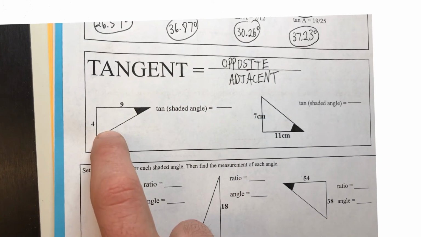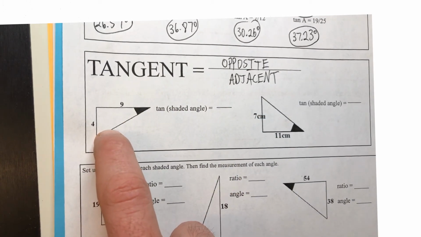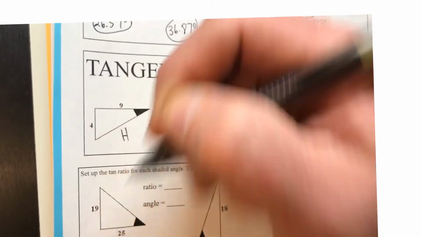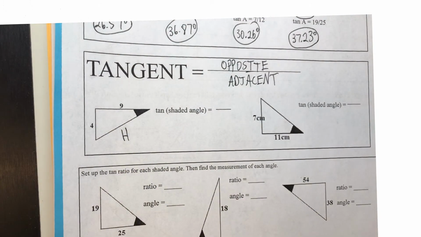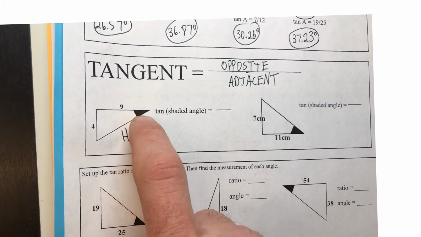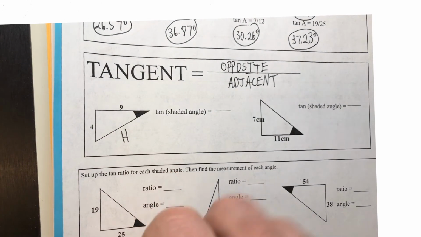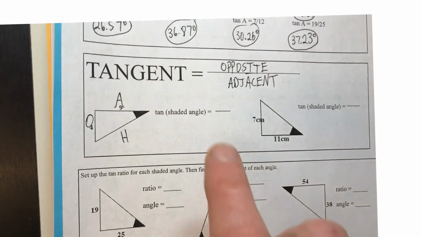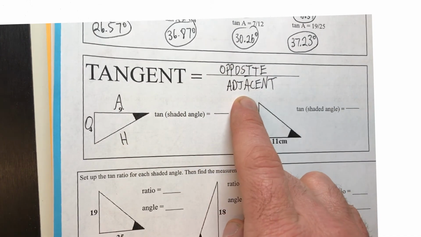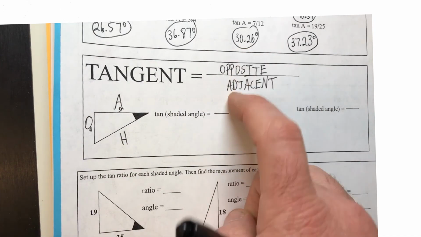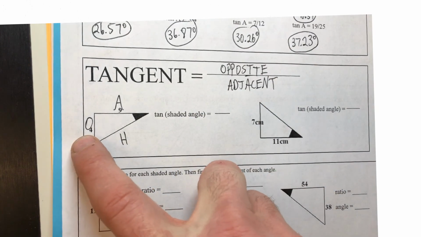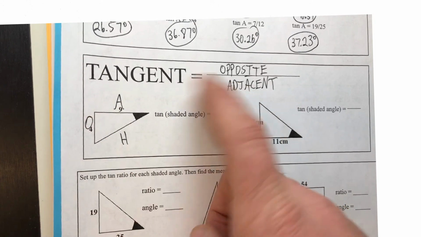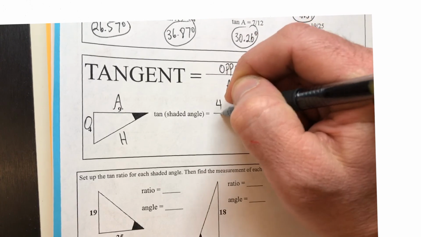Okay? So on this first triangle, let's go ahead and label it as H, A, and O. Which side is the hypotenuse? Yep, the one that doesn't have a number on it. Now from the shaded angle, which one is the adjacent? 9. Which one is the opposite? 4. For tangent, I always put opposite over adjacent, so I'm going to put 4 over 9.